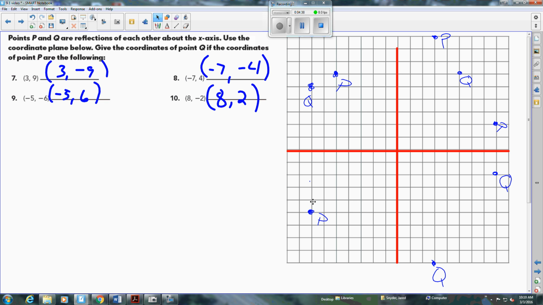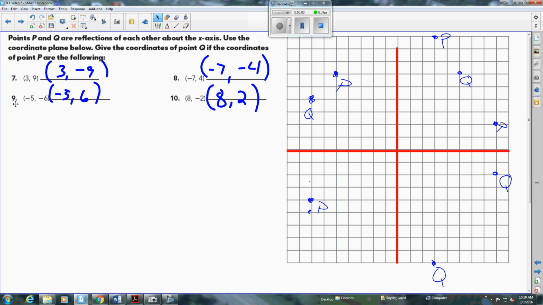So -7, 1, 2, 3, 4, 5, 6, 7. -4 is going to be down 4. 1, 2, 3, 4. I really messed that up when I moved it. When we reflect it over the x-axis, it should be -7. Yeah, everything shifted up 1.